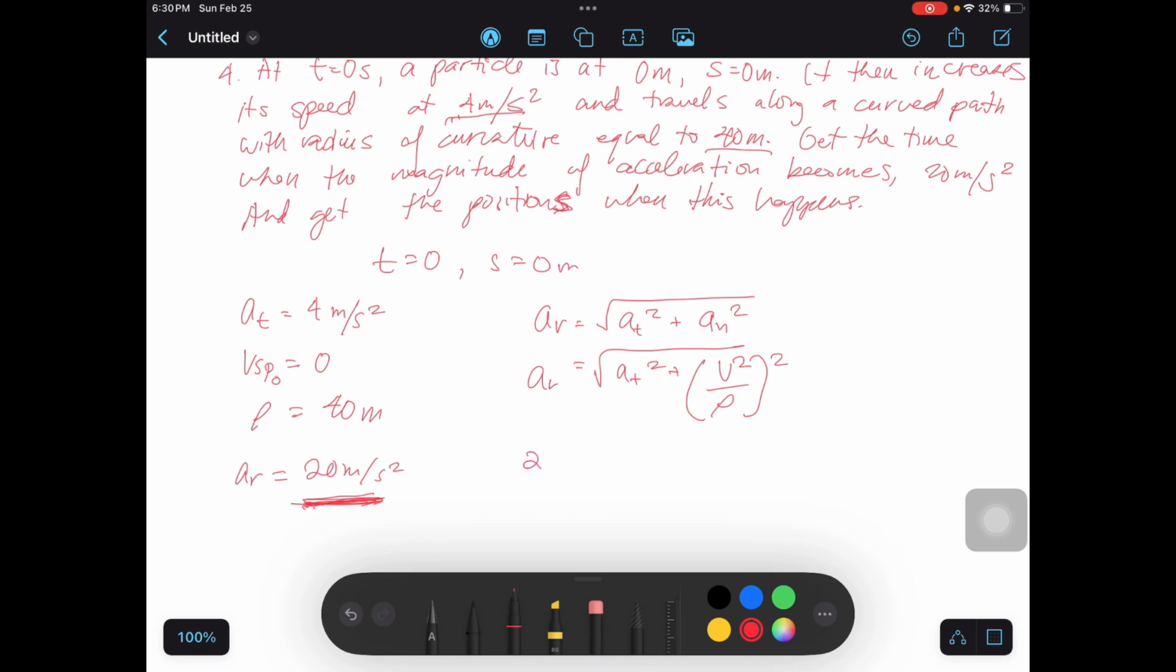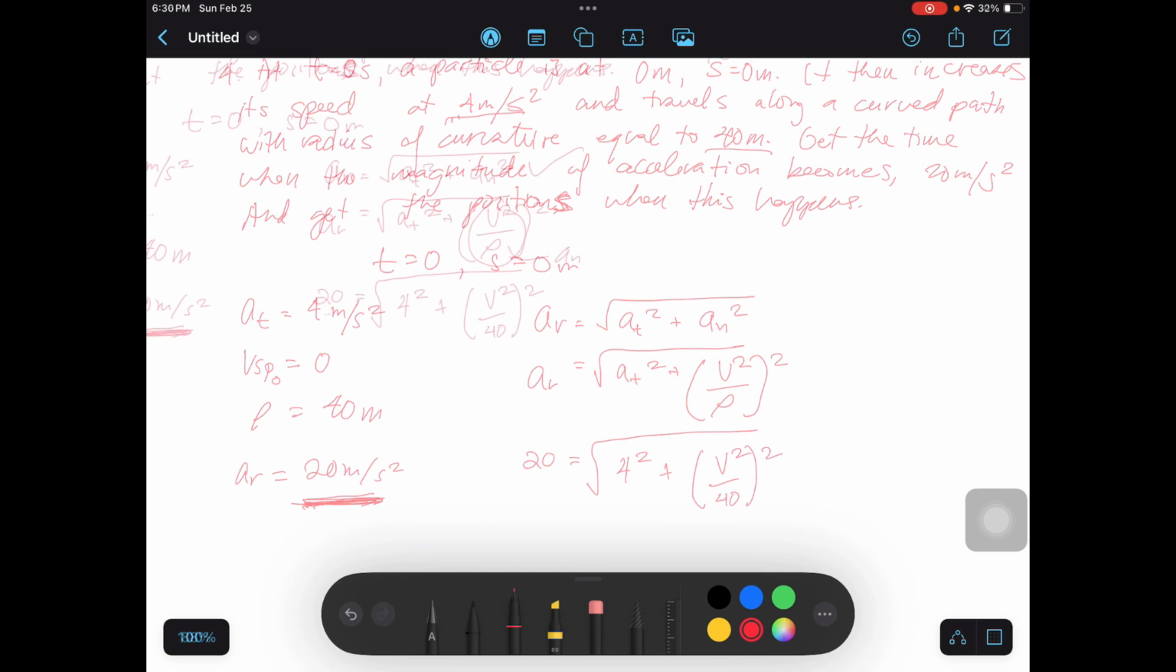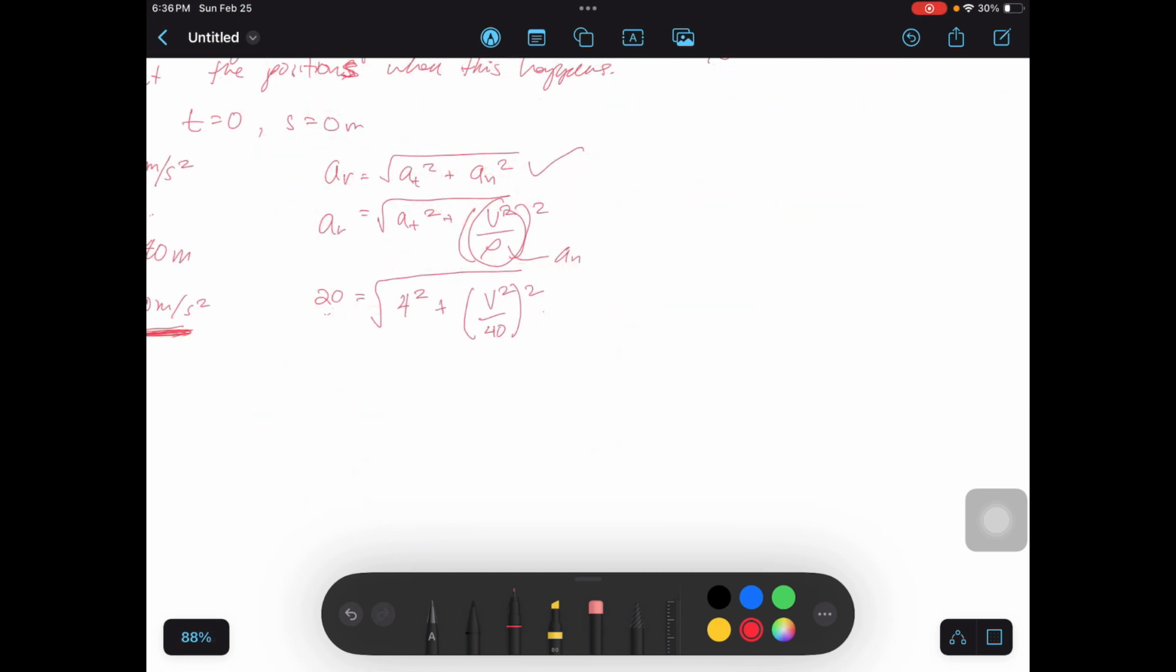So, what is our AR? It's 20 meter per second squared. And then AT. Our AT is yung given na 4. Plus, we have given na speed. Asan yan? Initial lang yun. So, wala tayong speed. So, let's put it V. And then, meron tayong rho na 40 meters. Okay. So, with this equation, kunin na natin yung V.